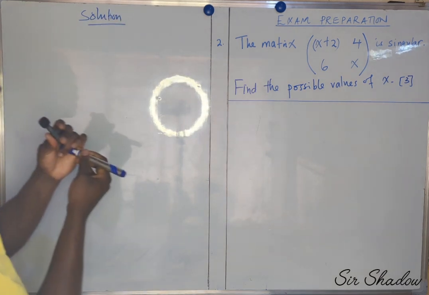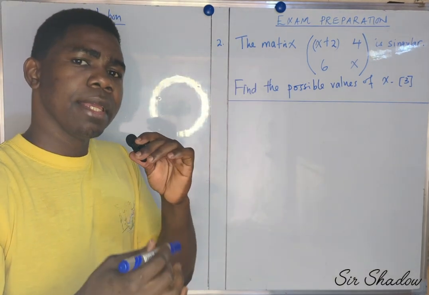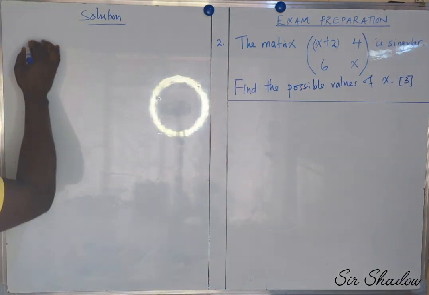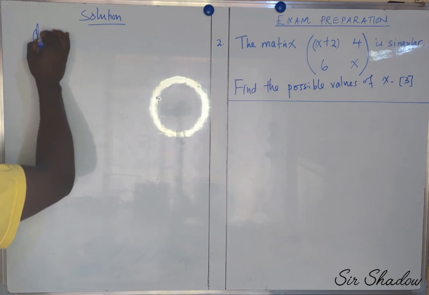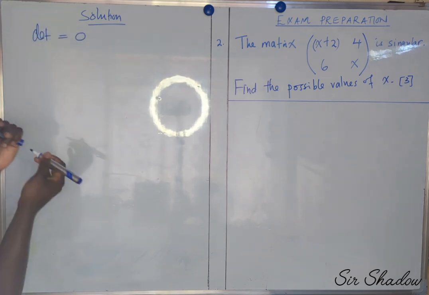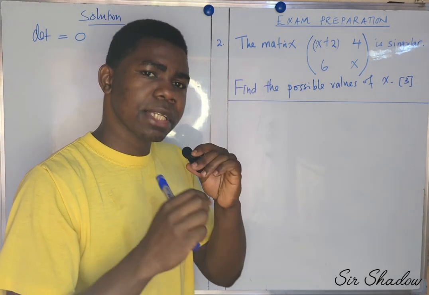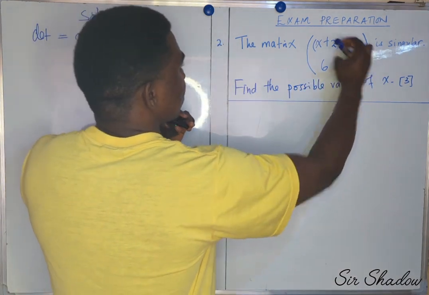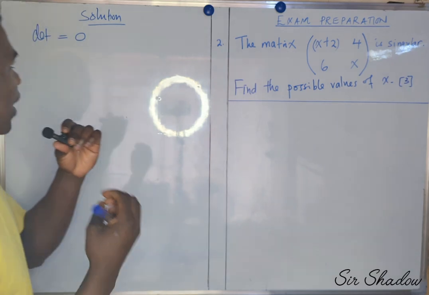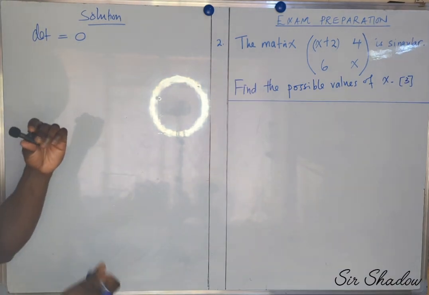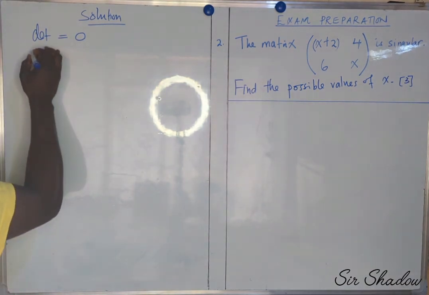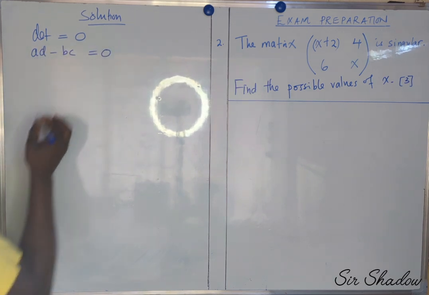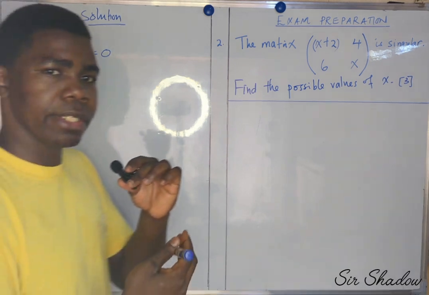Right. So whenever a matrix is said to be a singular matrix, meaning to say, the determinant of that given matrix is equal to 0. When a matrix is said to be singular, the determinant of this matrix is 0. Right. So for determinant, we say AD minus BC is equal to 0.